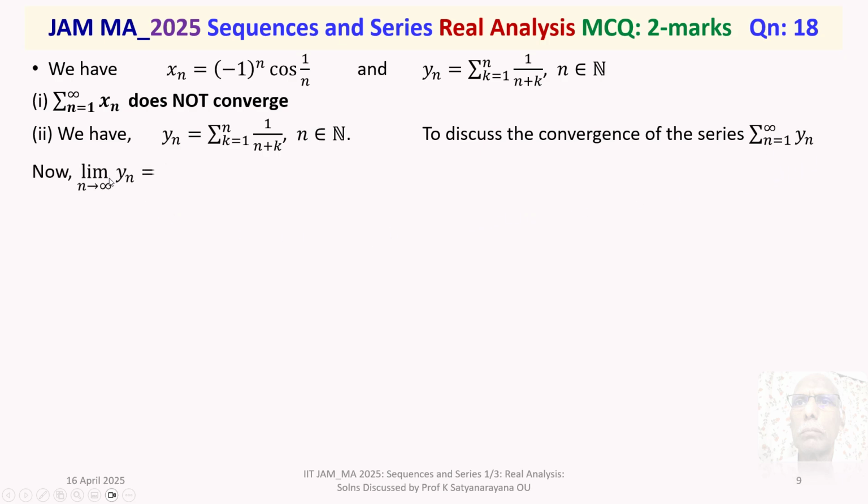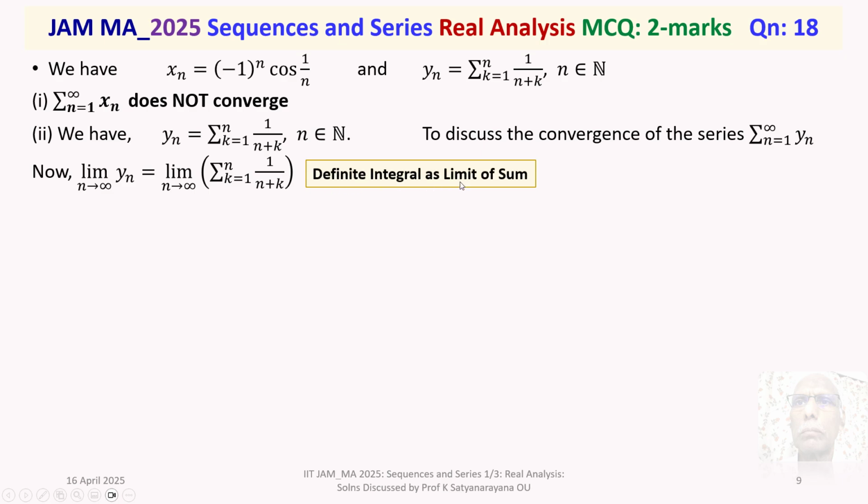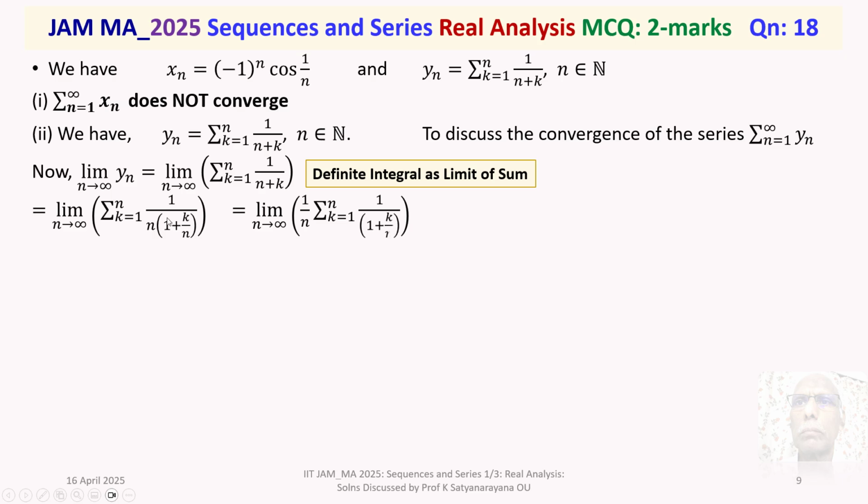Now, limit n tends to infinity of yn is limit n tends to infinity of sigma k is equal to 1 to n of 1 by n plus k. We remember this can be thought of as a definite integral as a limit of sum. For that we make the necessary adjustments. So that is equal to limit n tends to infinity of sigma k is equal to 1 to n of 1 by, taking n common, n times 1 plus k by n. That is limit n tends to infinity of 1 by n sigma k is equal to 1 to n of 1 by 1 plus k by n. Write it as definite integral. That is definite integral 0 to 1 of 1 by 1 plus x dx.